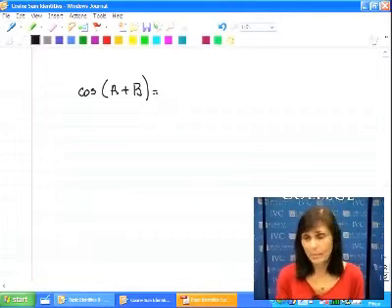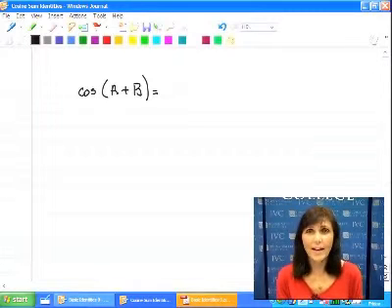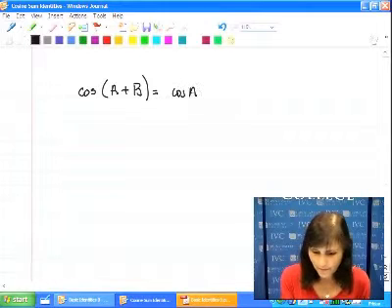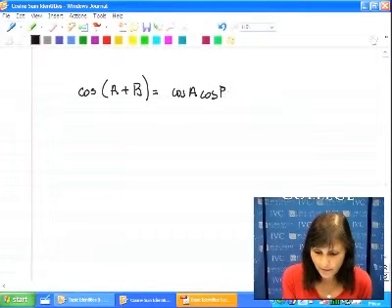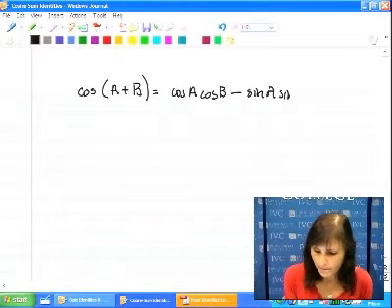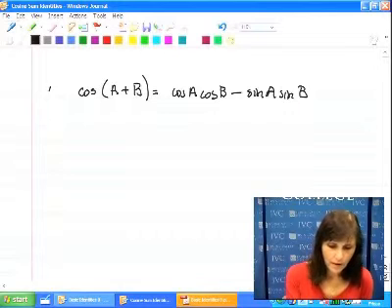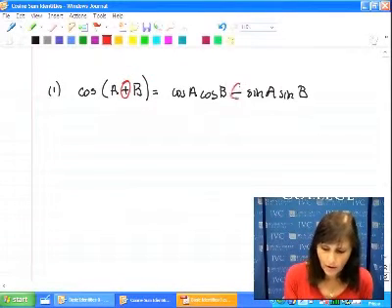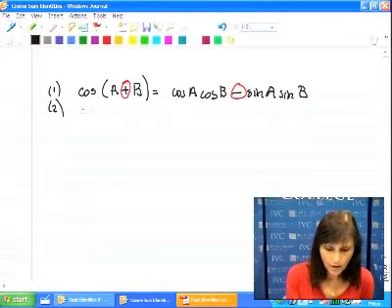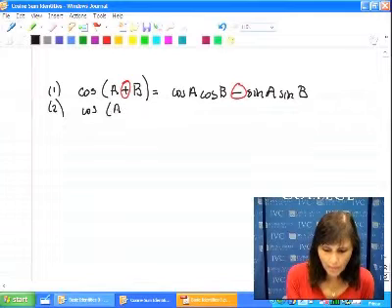My middle school math teacher was saying it's cosine, and it just stuck in my head. Cosine A, cosine B, and it is minus sine A, sine B. That's formula 1. So when it is plus, you have minus on one side. Here's the formula, cosine A minus B.